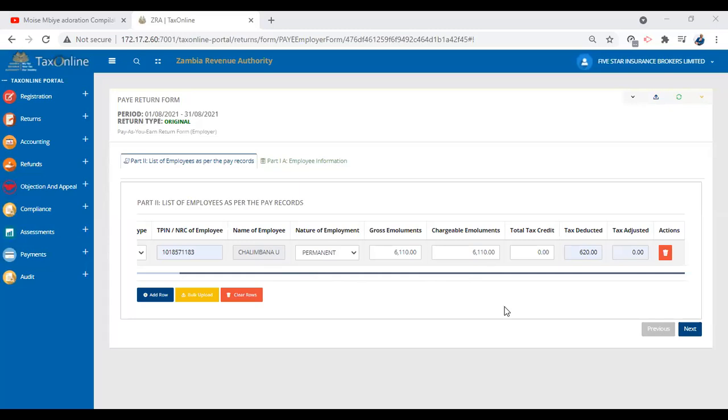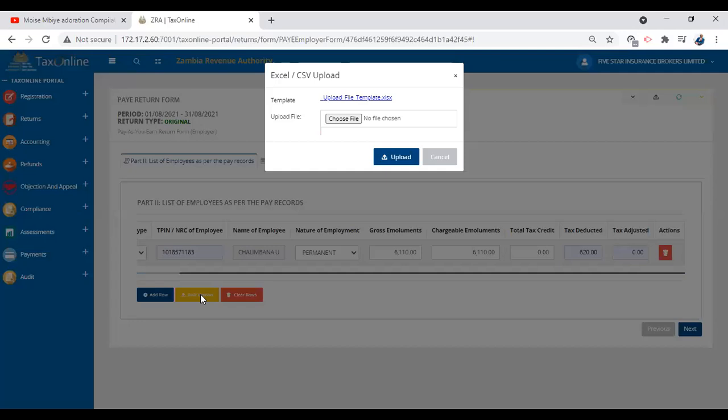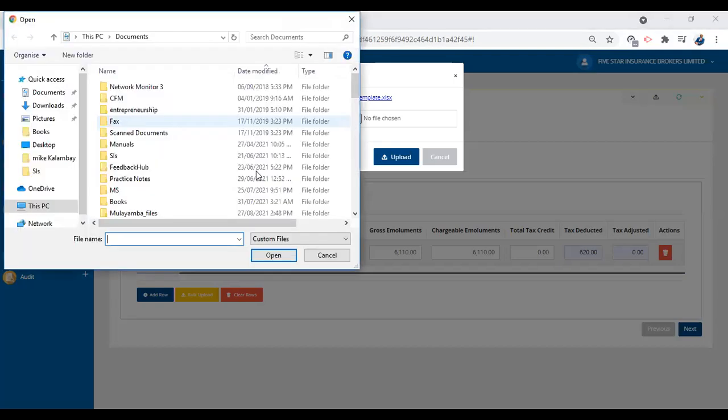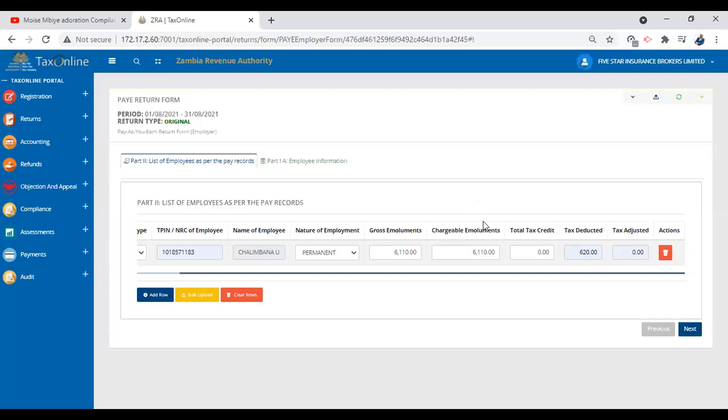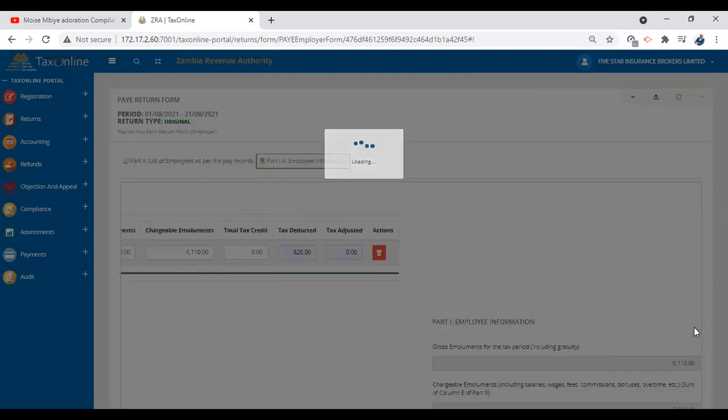So once you go there, you come here, but once you have finished typing and you have closed it, you have saved it, you come to where it says bulk upload, and then you choose the file. You just pick it where you have saved it and open it. It will actually populate in the columns there. So that is if you have so many entries. But if you have a few entries, you can simply add a row, type in and move. So once you have completed like that, we say next.